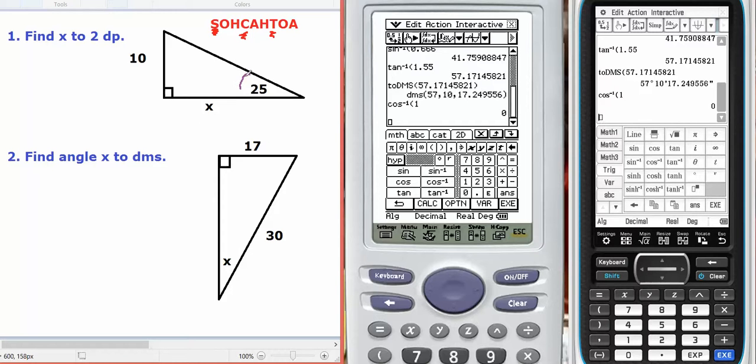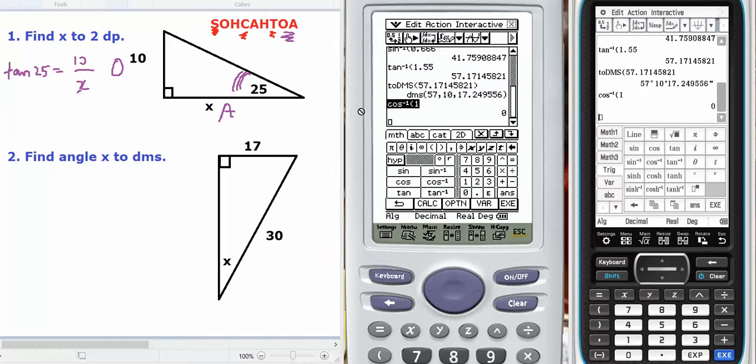Find x to two decimal places where x is this side length. Here is the angle that I know, so it's all about this angle. This side is opposite and this side is adjacent. Therefore I'm using O and A, therefore I'm going to use tan. I know the tan of the angle, which is 25, should equal 10 over x. So what I'm going to do on my calculator is type exactly that.